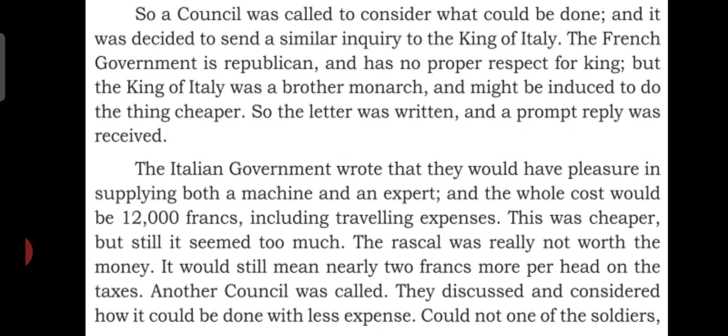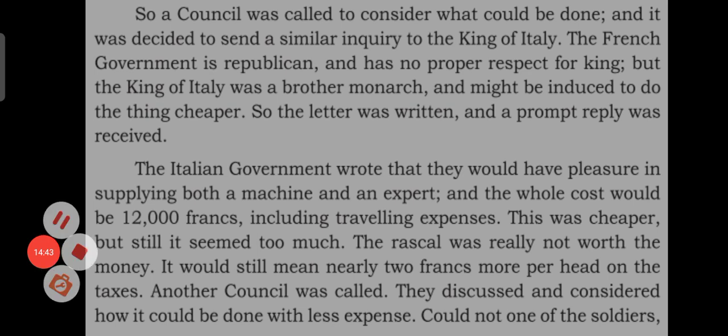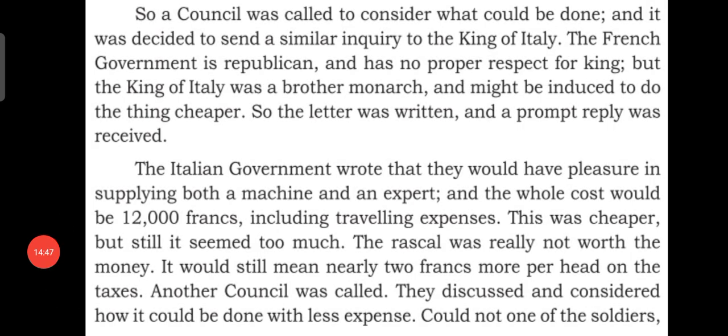They demanded 12,000 francs. Even now, Monaco is not able to pay that much money. They can't collect that much tax from the people, 12,000 francs. So the second idea also failed. So they can't practice the second idea also.